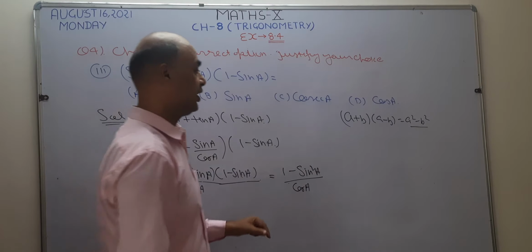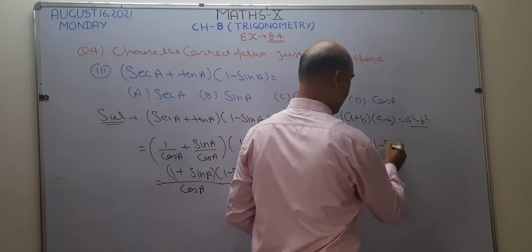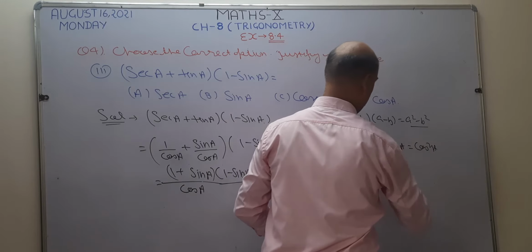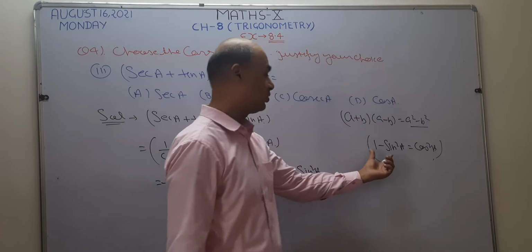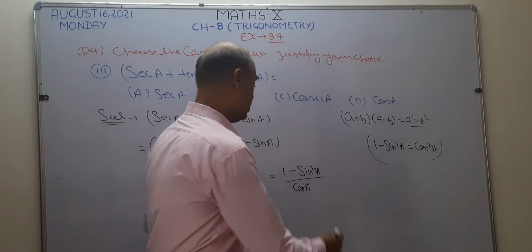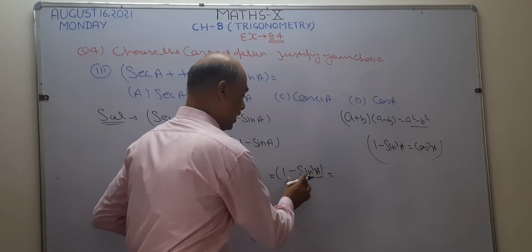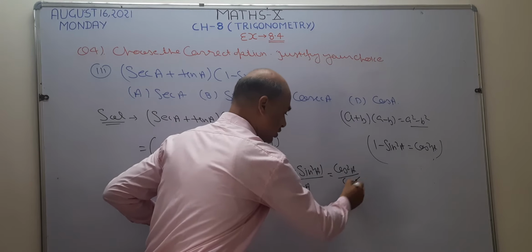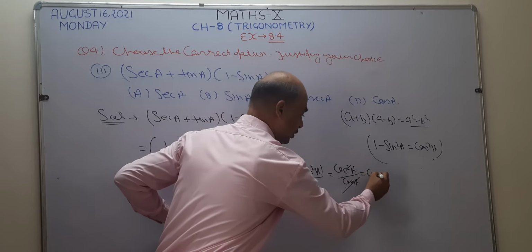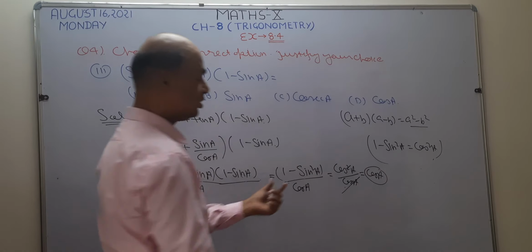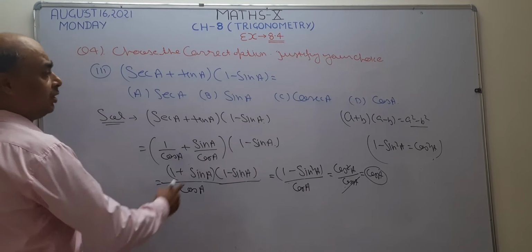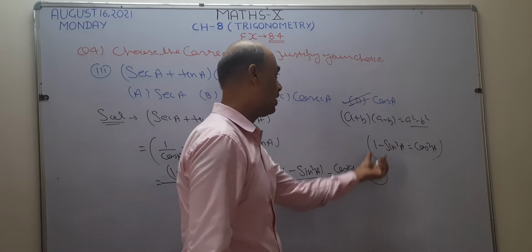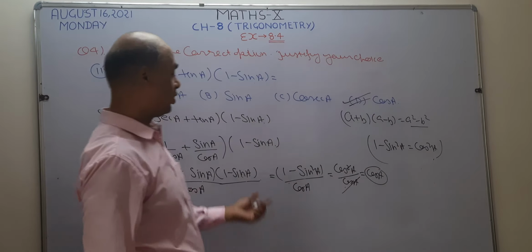After that I want to use an identity. You know 1 minus sine square A is equal to cos square A, using the trigonometry identity. It means instead of 1 minus sine square A, I write cos square A upon cos A. This cos is going to cancel. So what is left? Only cos A. So your answer is cos A. Check which option is right. So D option is right. Okay, so D is your answer, cos A equals D option. I hope it is clear now.